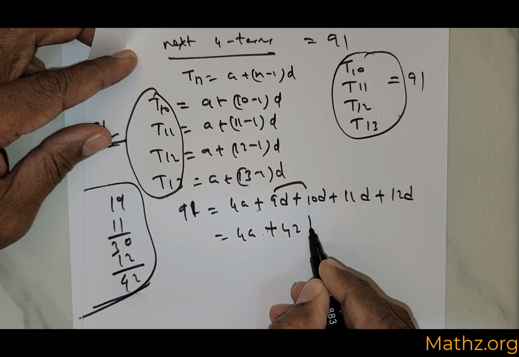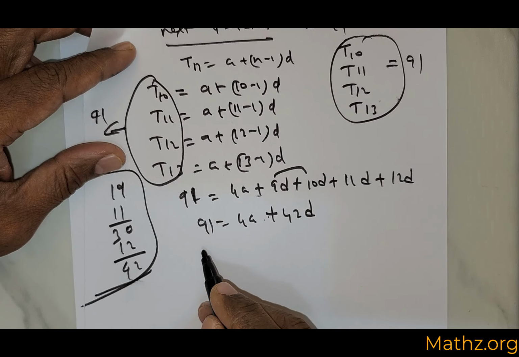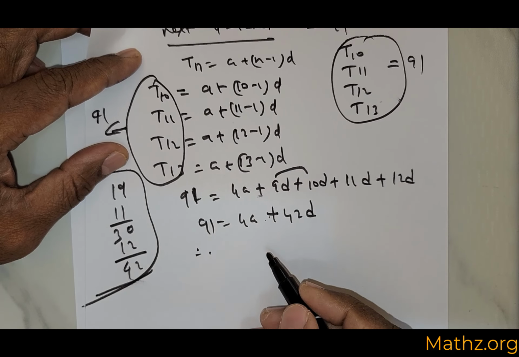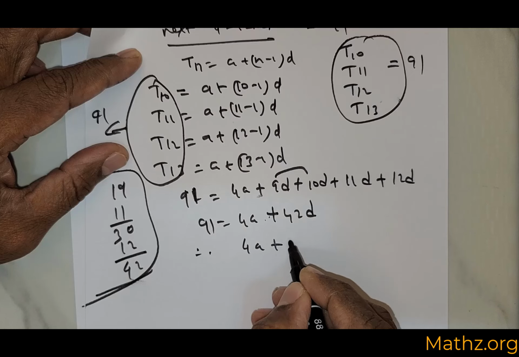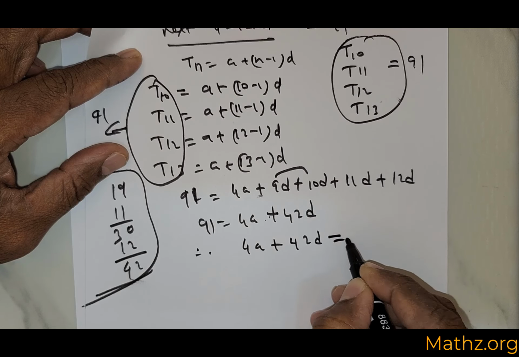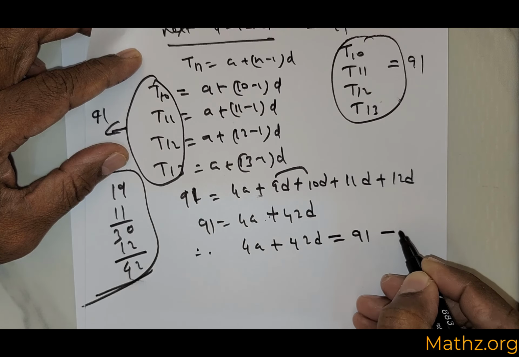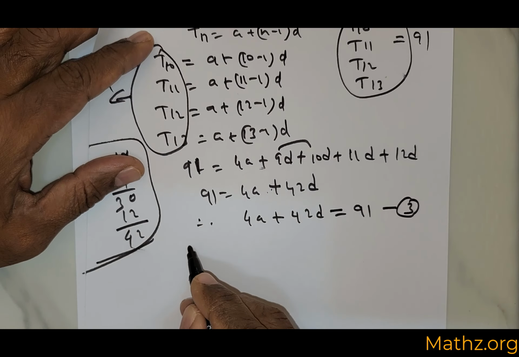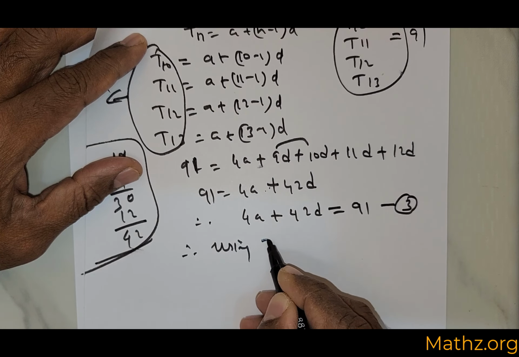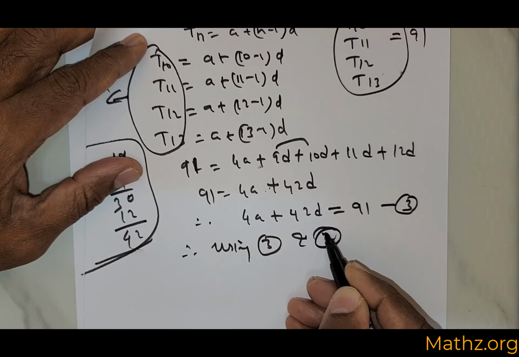So you got 42d is equal to 91. So therefore we got another beautiful system. What is that? You got 4a plus 42d is equal to 91. I'm going to take this as 3. So therefore, using 3 and 2 or 2 and 3.